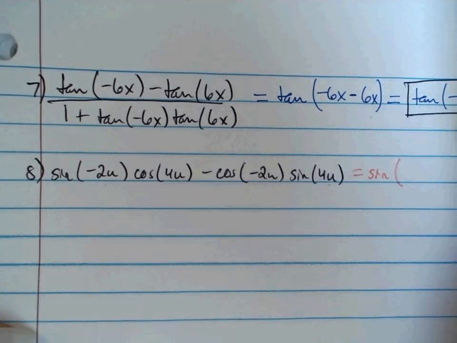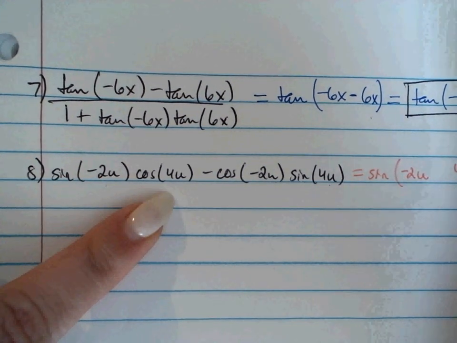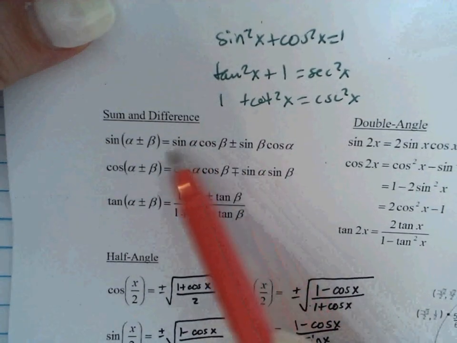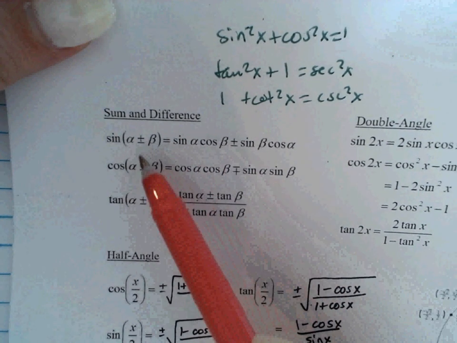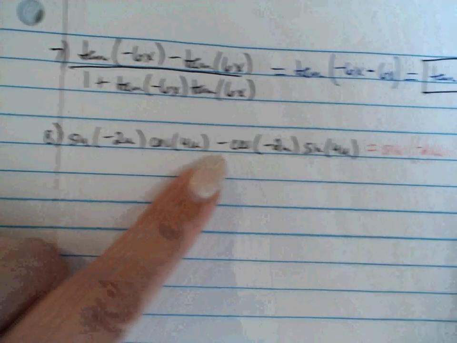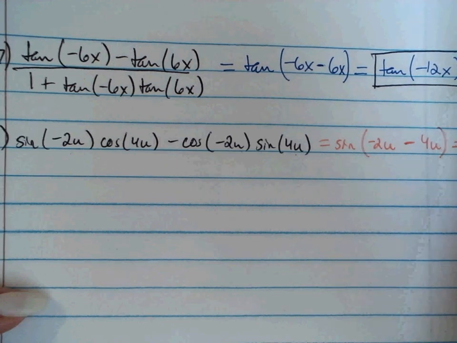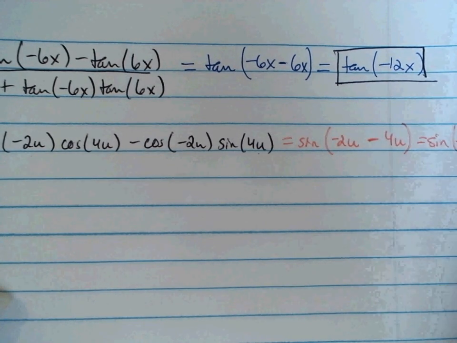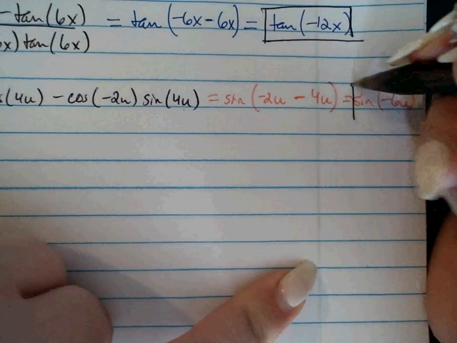So that is equivalent to saying sine, the alpha is negative 2u, the beta is 4u. And for sine, if you've got a minus in the middle, it's the same as what's inside here, plus minus, plus minus. So if this is a minus, this is a minus, this is a plus, that's a plus. So because this is a minus, this is a minus. And so the question is, we're really just asking what is sine of negative 6u, which is the answer. I'm not expecting you to do anything with that.